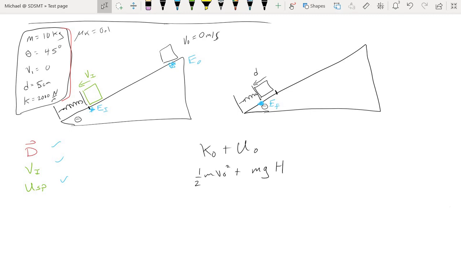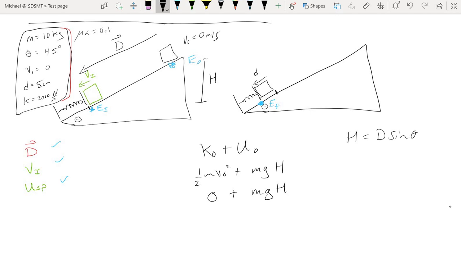Now we know what the initial kinetic energy is. It should be 0. But what was the initial starting height? Now looking at this problem and comparing it to the previous problem, we could say, oh, well, H would just be d sine theta again. And that is correct, except your H value is going to change based on the compression of the spring.